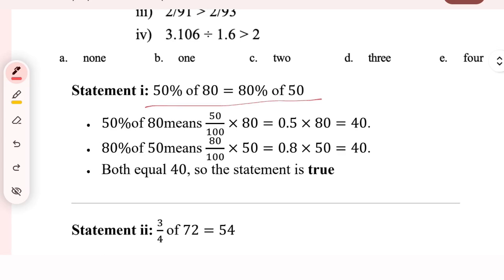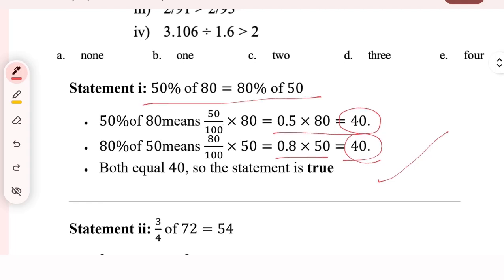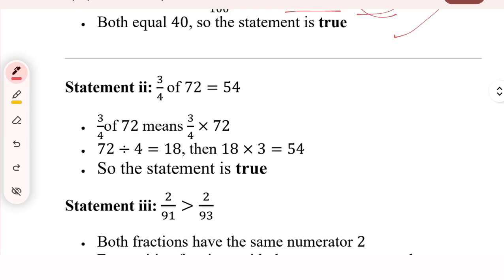50% of 80 in fractional form is 50 divided by 100 times 80, or 0.5 of 80. The answer is 40. Is it equal to 80% of 50? Yes, 80% of 50 is also 40. That means the first statement is true. So 50% of 80 is the same as 80% of 50. Just remember that.